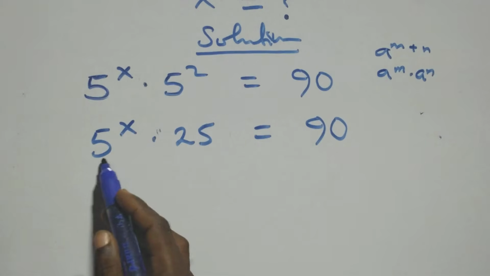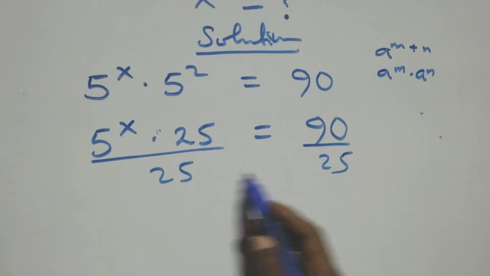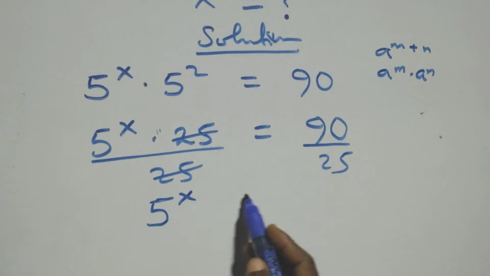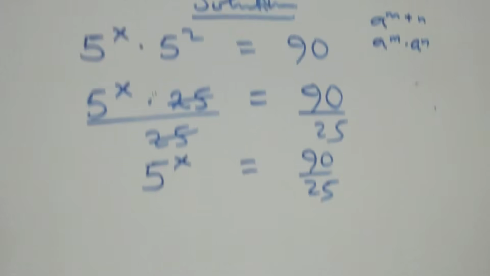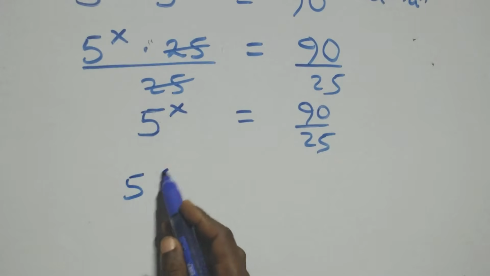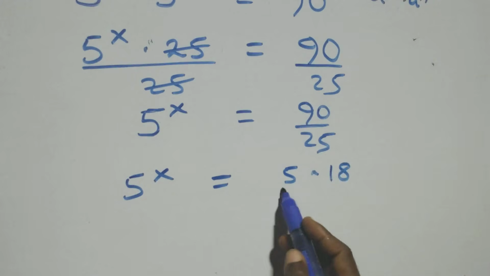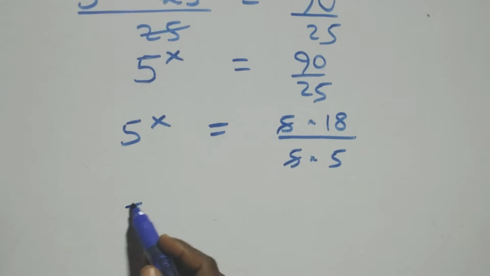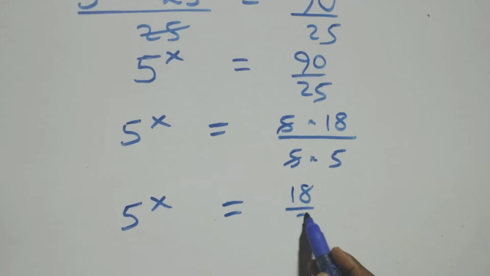Also, from here, divide both sides by 25. Divide this side by 25, also divide this side by 25. As this 25 cancels each other here, we have 5 raised to power x equals 90 over 25, which implies 5 raised to power x equals 5 times 18 over 5 times 5. As this 5 cancels each other here, this becomes 5 raised to power x equals 18 over 5.